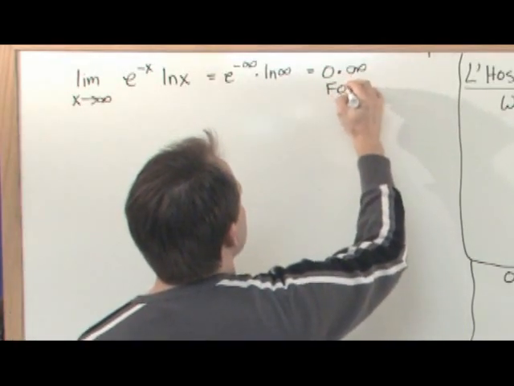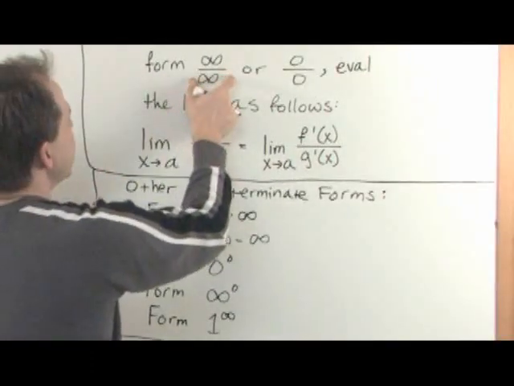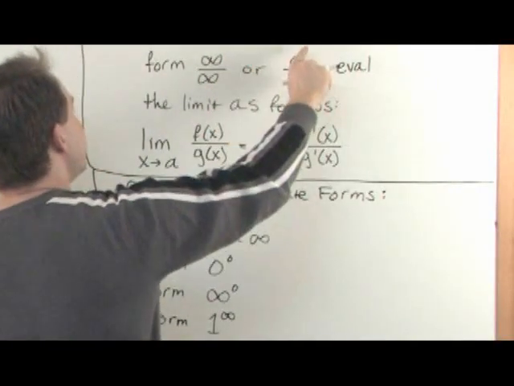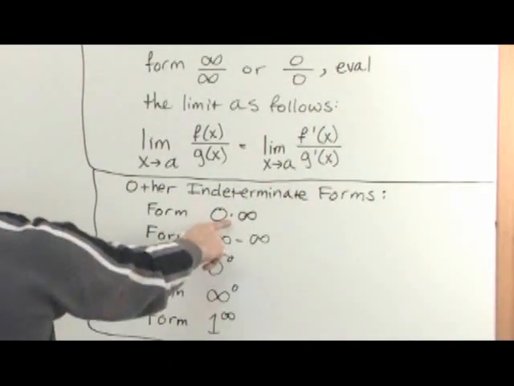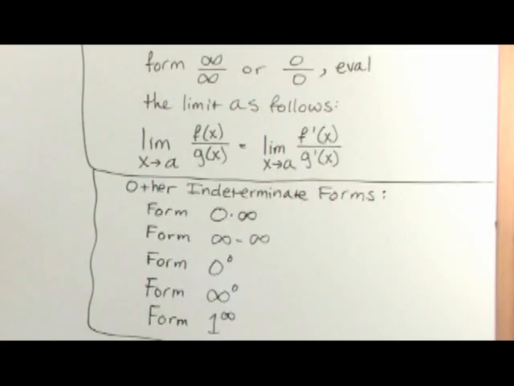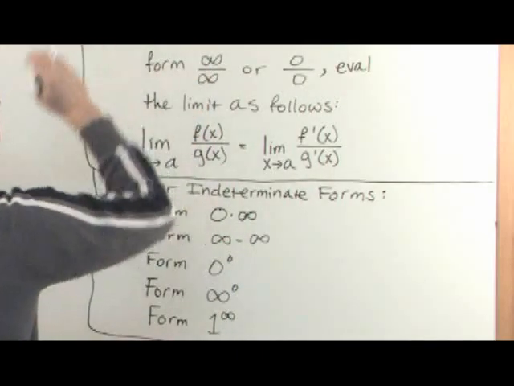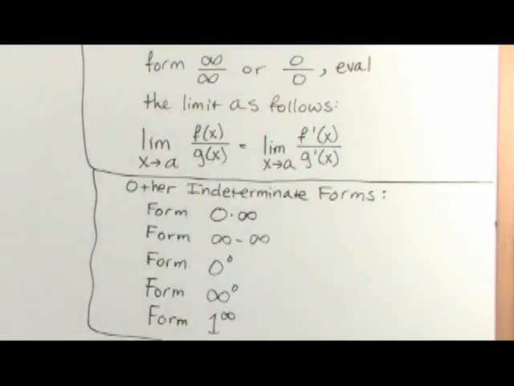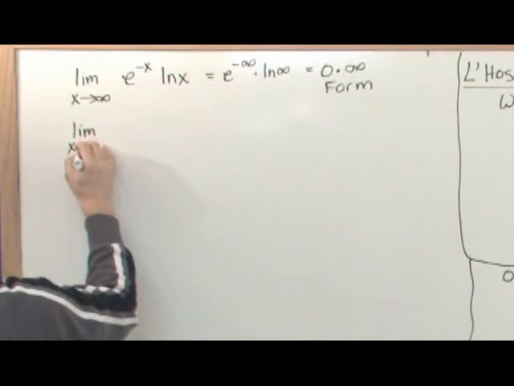So here's the form. It's 0 times infinity, and if you look back at L'Hopital's rule, you can only do it if it's the ratio of infinity over infinity or 0 over 0. Anything else, like any of these other indeterminate forms, this is the one that we have, any of these other ones, you must beat it into shape in order to actually use L'Hopital's rule. So we're going to do that. We're going to beat it into shape. In this case, there's not much beating involved. It's pretty easy.